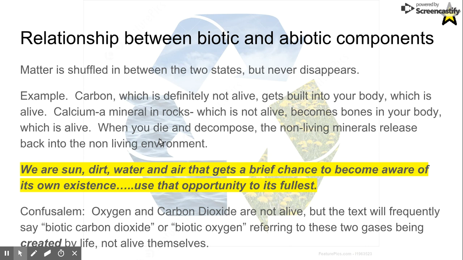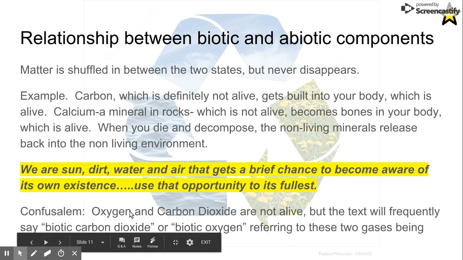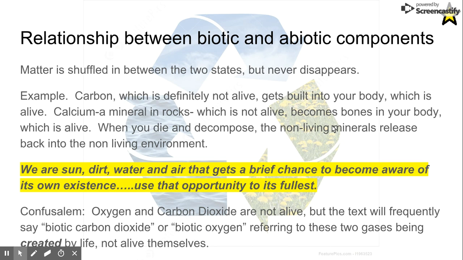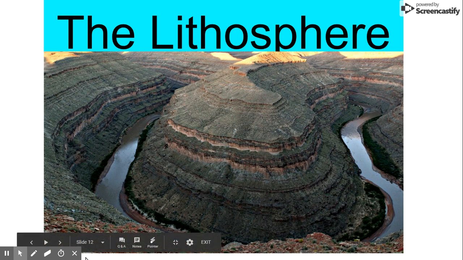Now here's the problem in the textbook that confuses a lot of them. Oxygen and carbon dioxide are definitely not alive, but the text will frequently say biotic carbon dioxide or biotic oxygen. And it refers to these two gases when they are created by life. But the gases themselves are not alive. Okay? So watch for that in the textbook. Next, we'll move on to the lithosphere.